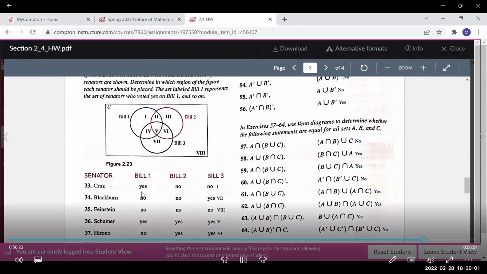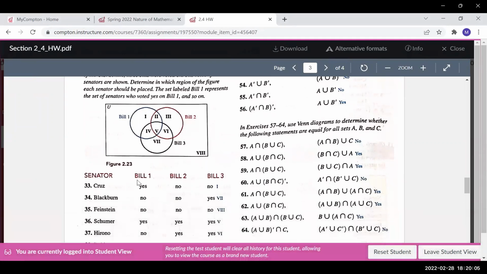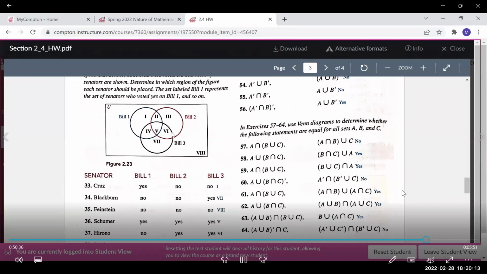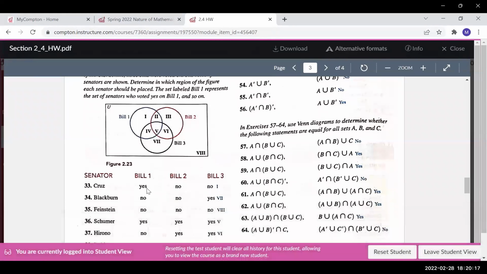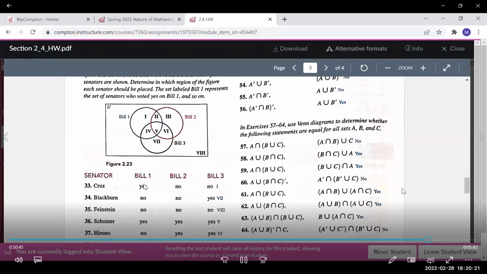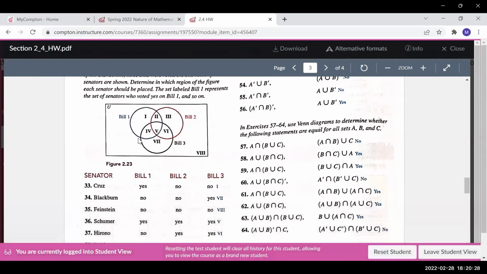All right, so let's take a look at this one. Cruz needs to be in Bill 1, which is set A up here in the upper left corner. So he would be in there, but he's not going to be in Bill 2 or Bill 3. So does anybody know what region it's going to correspond to? He voted yes for Bill 1, but he voted no for the other 2, so he would just be in Bill 1 and that's it.